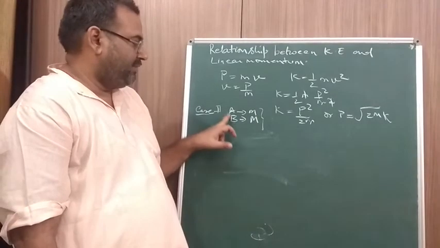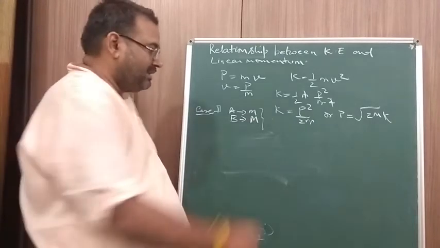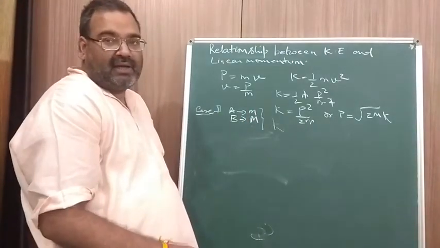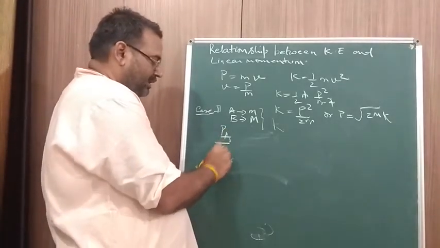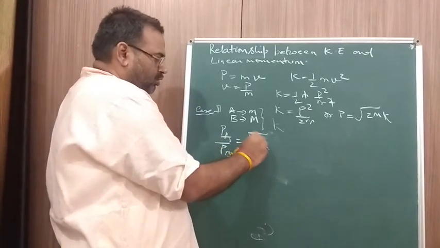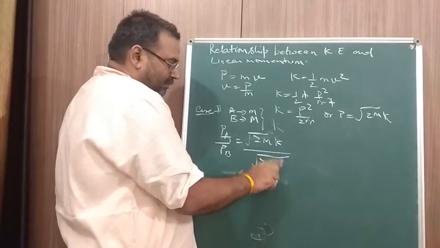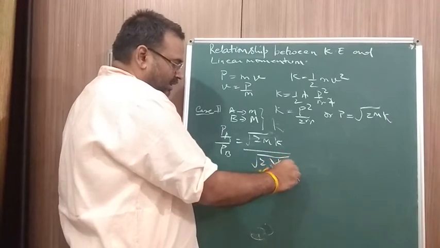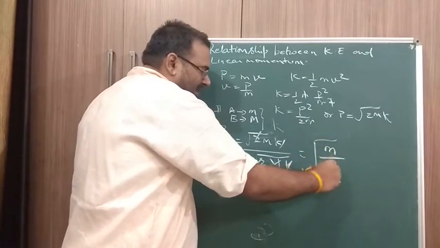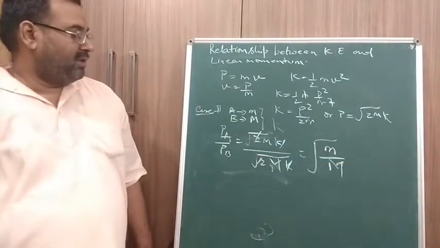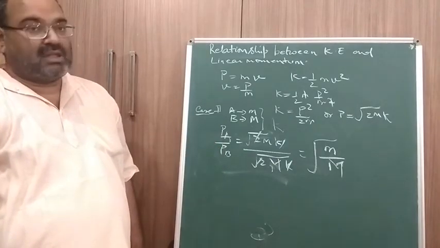Case number 2: again we have two objects A and B having masses small m and capital M. This time their kinetic energies are the same, K, and we have to find out the ratio of their momenta. So the momentum of A upon PB will be equal to under root 2mK upon under root 2 capital M into K. Now K cancels K, root 2 cancels root 2. This is equal to under root of small m upon capital M.